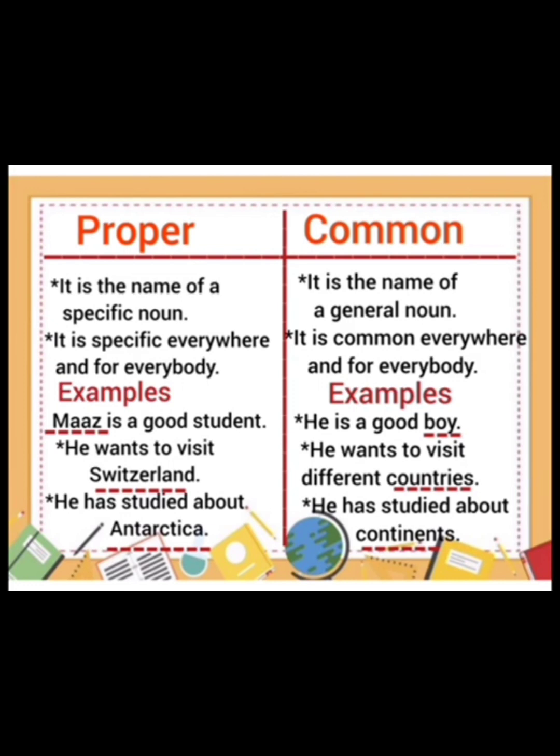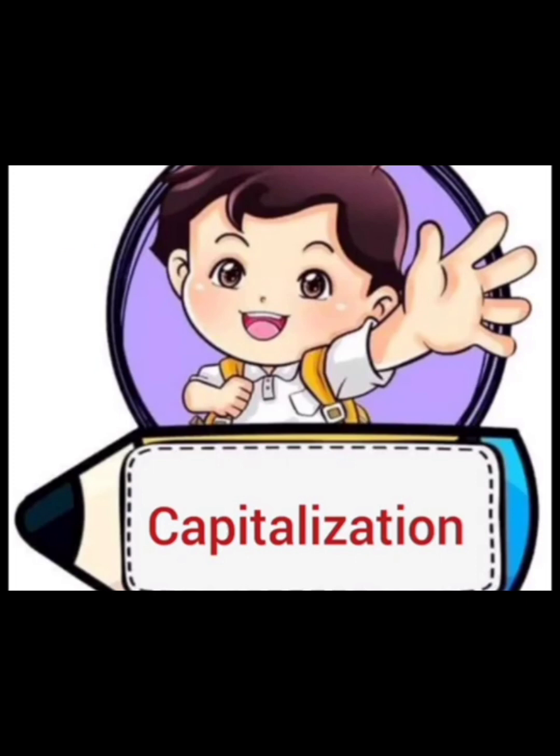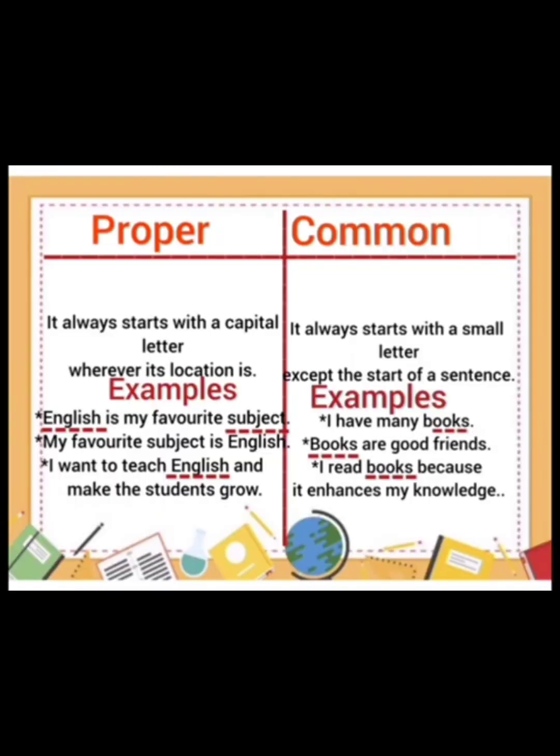Then the next difference is about capitalization. When you talk about proper noun and common noun, there is a difference while writing it on a piece of paper: a proper noun always starts with a capital letter wherever its location is. Location means wherever in a sentence you are writing a proper noun, you will write it with a capital letter. For example, English is my favorite subject. Now, it is at the start of the sentence, in the place of the subject, and I have written it with a capital letter, that is E, because we start a sentence with a capital letter.